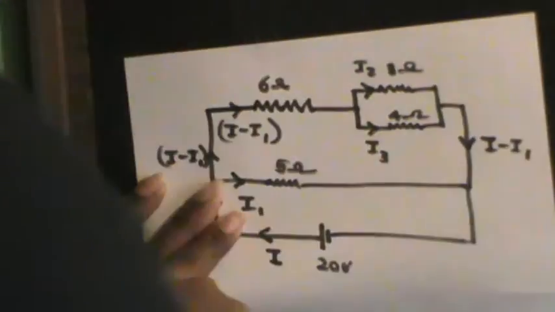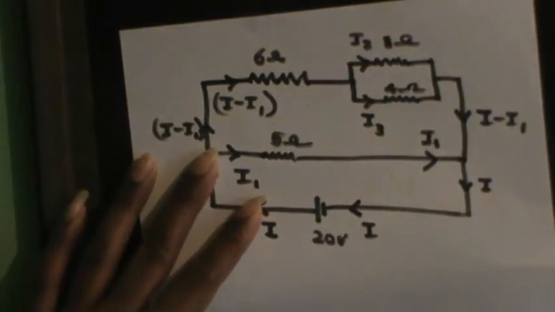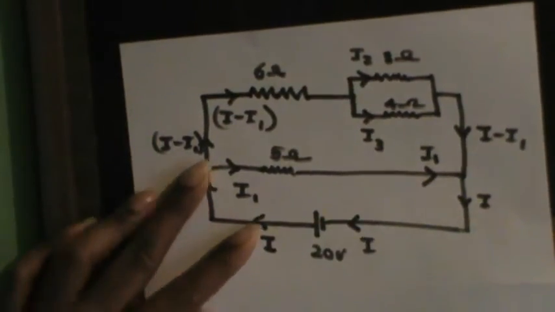The current of I1 is coming from here, so it will pass this and come to this junction. Again, from Kirchhoff's junction rule, the current that goes downwards here will be I, and the current that will be arriving at the battery will also be I. Okay, so that is the current distribution across this circuit.